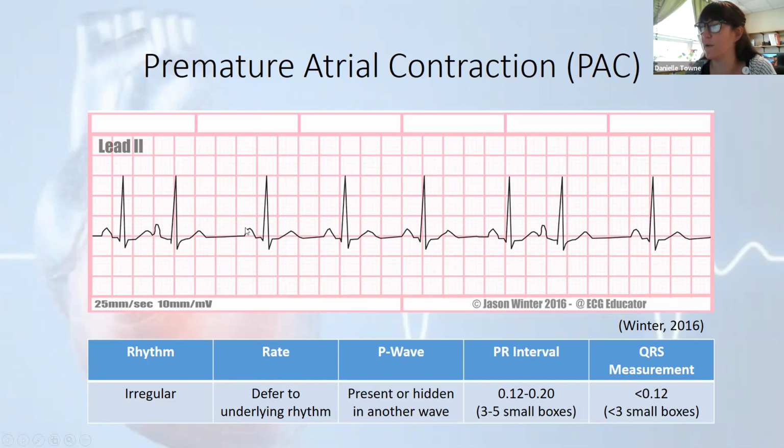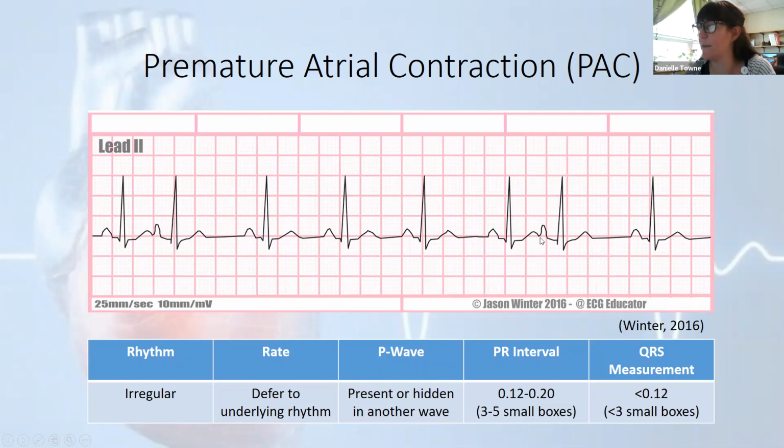Our rate, we're going to defer to the underlying rhythm. So we can count through. Typically, it still falls within the 60 to 100 category, but you can have it still be fast or slow, whatever your underlying rhythm is. The thing with premature atrial contractions is it's really just talking about that one isolated premature beat. It's not talking about the whole rhythm strip. So when we look at this, we wouldn't say this rhythm strip is a PAC. We would say that we have sinus rhythm with PACs, because those are the additional premature beats.